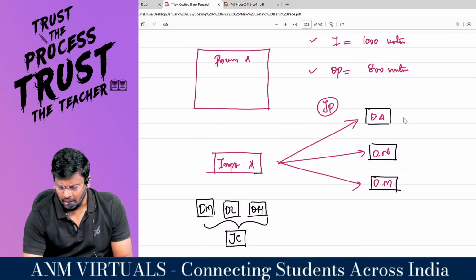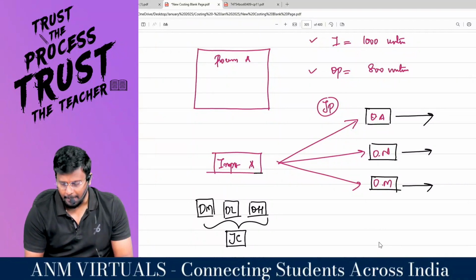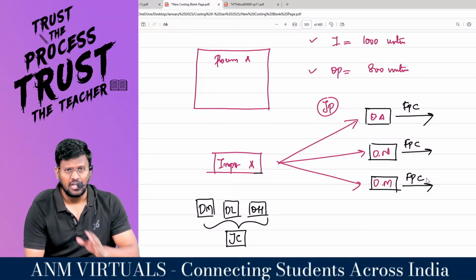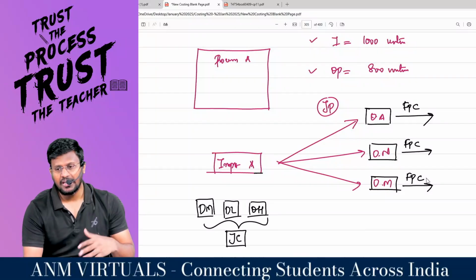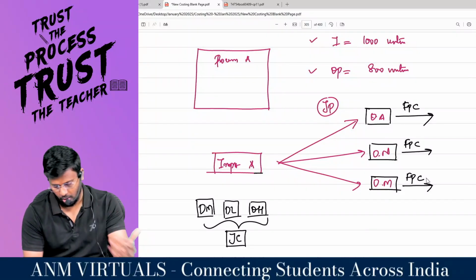Now after output A, output N, and output M come out, I will be incurring further processing cost. That is not joint cost. That is individual cost. It is my decision whether to further process the output or not.